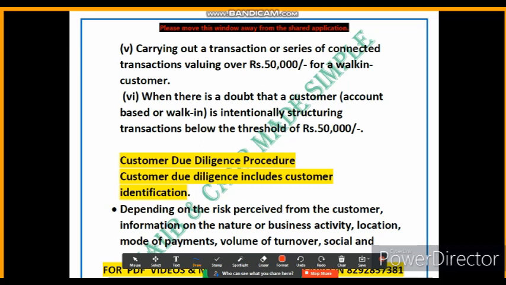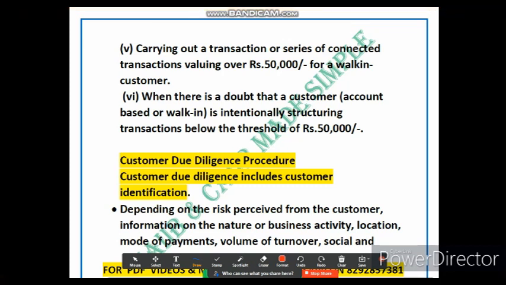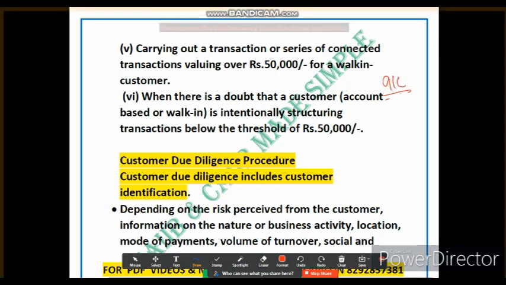Okay, so we have discussed the doubt part, and the last point that we have is when there is a doubt. So the CDD procedure applies when there is a suspicion or doubt about the customer, whether an account-based customer or a walk-in customer. There are two types of customer: an account-based customer or a walk-in customer.